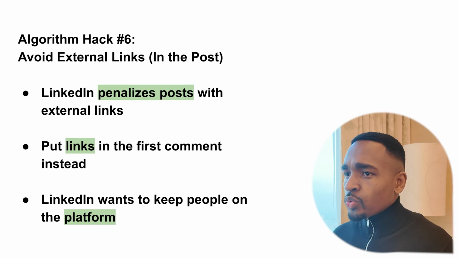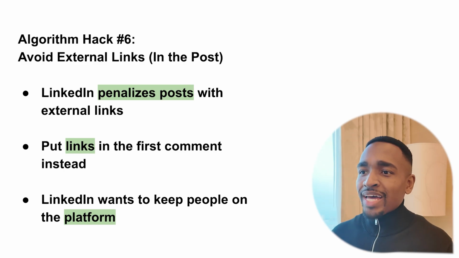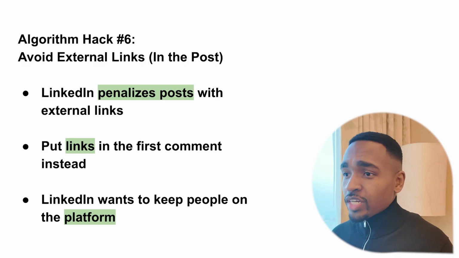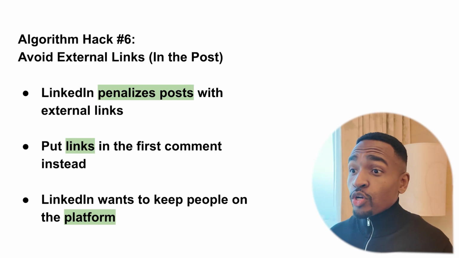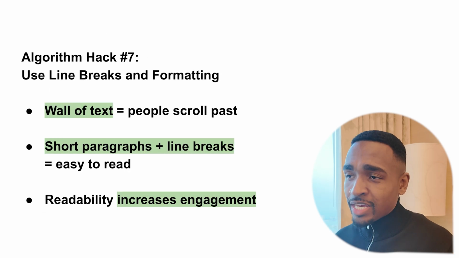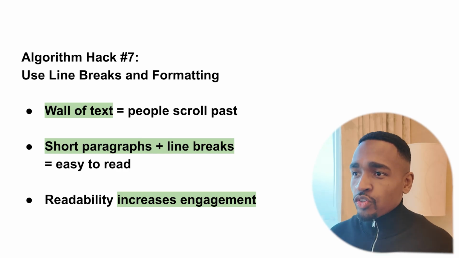So what do you do if you do want to share a link? Well, put it in the first comment instead. Publish your post without any links, and then you can immediately comment on your own post with the link to what you want to direct people to. This way your post will get full reach and the people who are interested can still click on the link in the comment section.